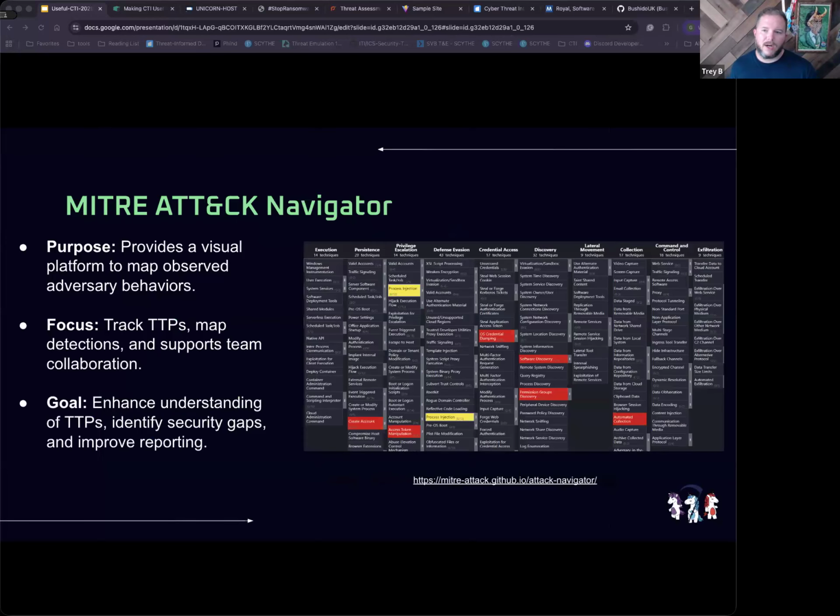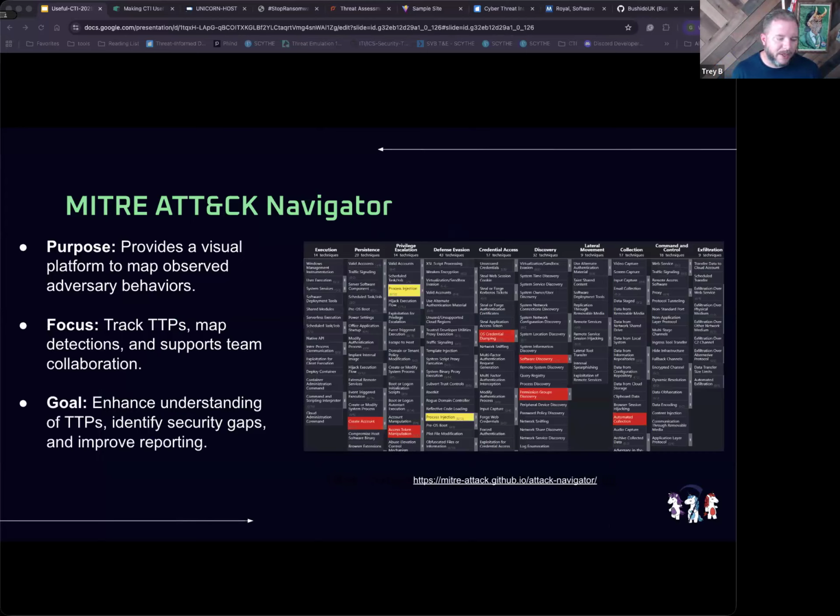So one of the main ones we see no matter what, regardless of what side of the fence you work on, ATT&CK Navigator always comes up, right? This is a quick, easy visual representation that you could take that information you have and turn it into something that most people can understand and work with.